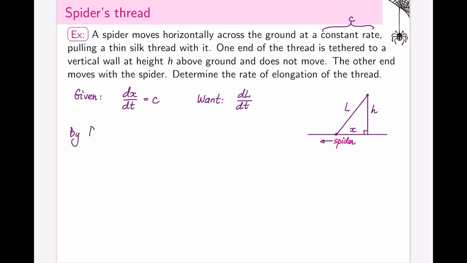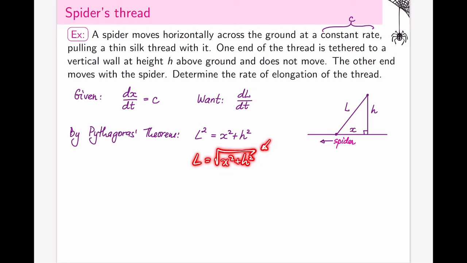So by Pythagoras theorem, I can come up with a relationship between these variables. So specifically what I have is L squared is equal to x squared plus h squared. Now, of course, I can write this out as L is equal to square root of all things, but remembering that I'm going to have to take derivatives, taking the derivative of a square root might be too cumbersome, and it's probably easier to leave everything without any kind of fractional powers.